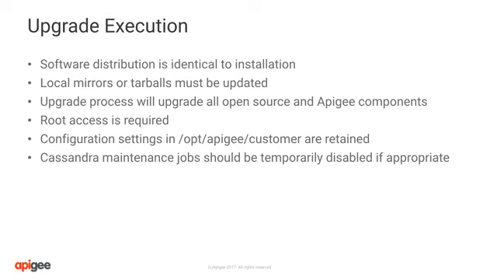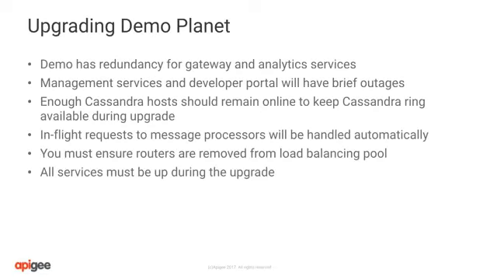If you are performing an upgrade during the window in which your weekly scheduled Cassandra nodetool repair maintenance job runs, be sure to disable that job temporarily while you perform the upgrade. In many cases, you can upgrade an Apigee Planet without experiencing downtime. Any service with redundancy can have one instance upgraded while the other instances are online.